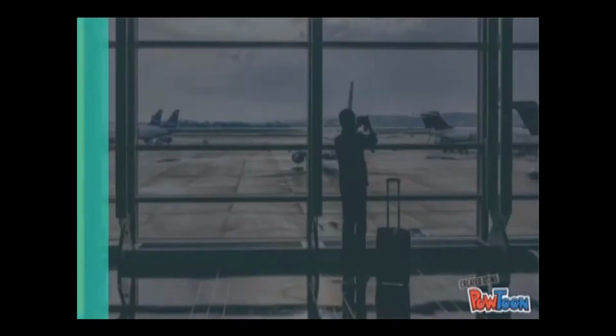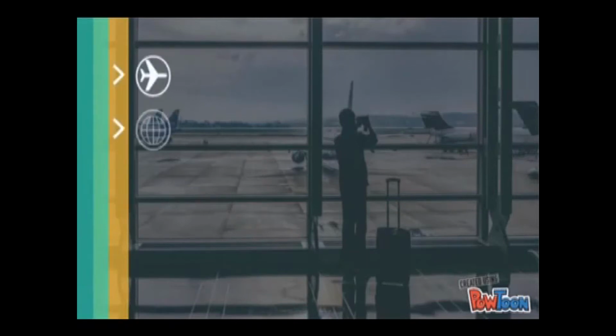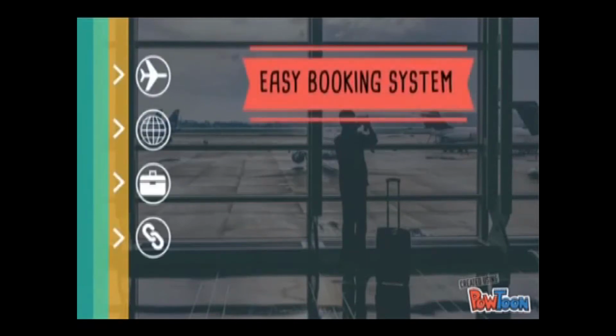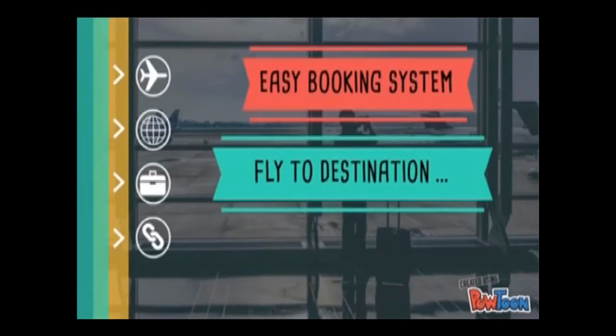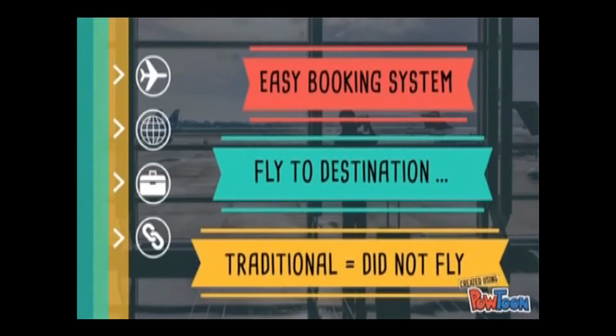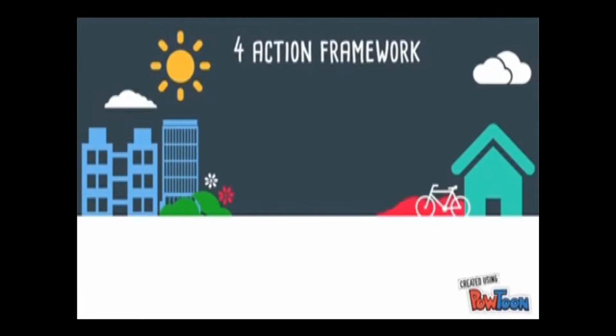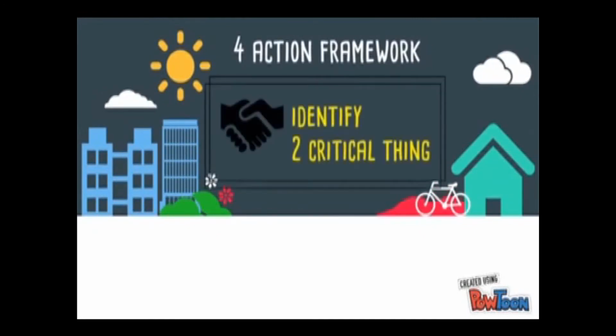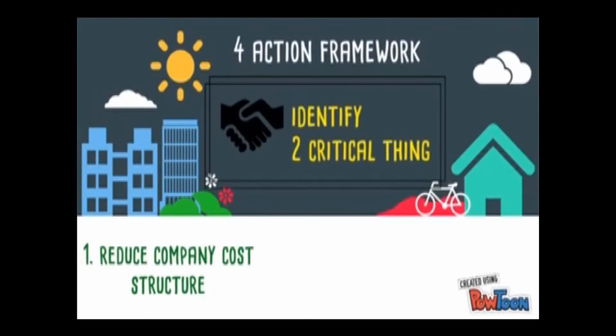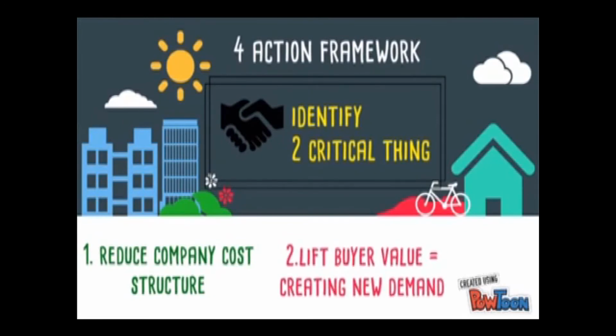One of the attributes that the company succeeded in creating is an easy booking system and flying to destinations where traditional airlines did not fly. In short, the four actions framework will help your company identify two critical things: the first one, how to reduce the company's cost structure, and the second one, how to lift the buyer value, thereby creating new demand.